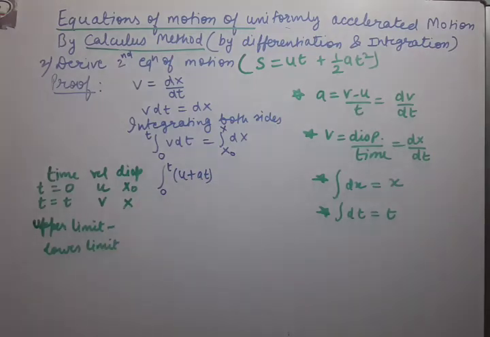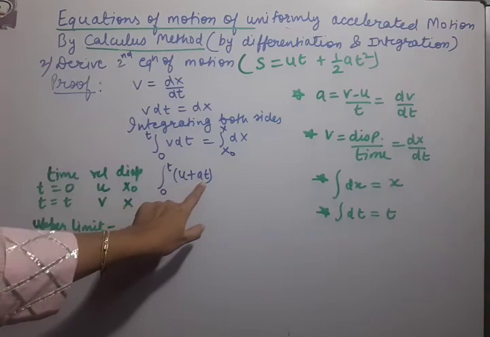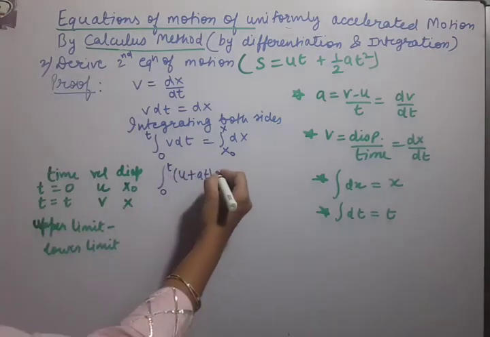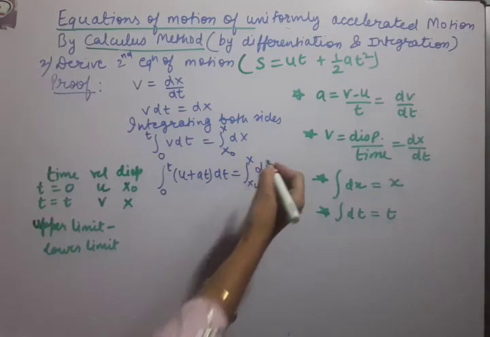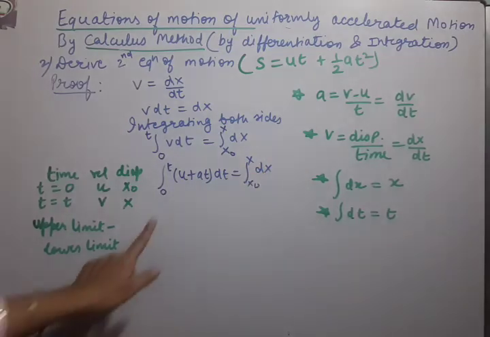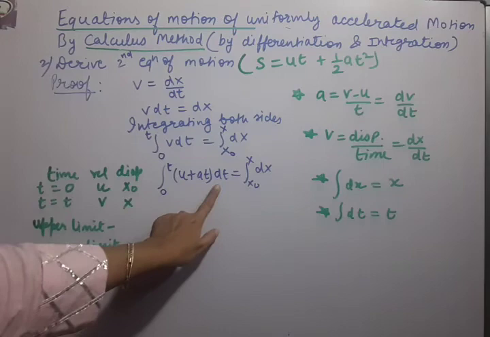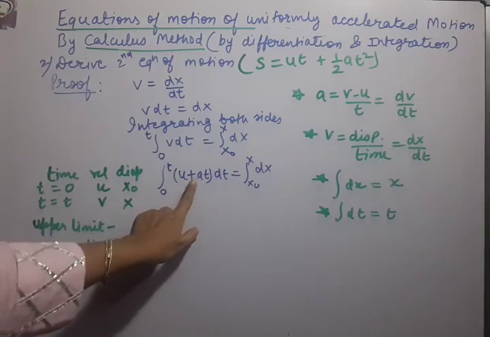This is the equation which we have already proved: v equal to u plus at. This v value is written, dt is written, and on this side x0 to x, dx is written. Now here two integrations are appearing because the plus sign is there.